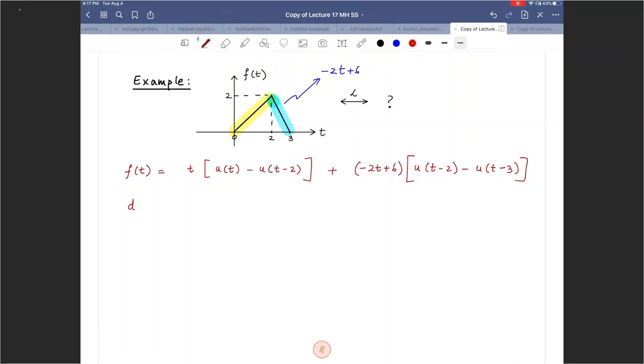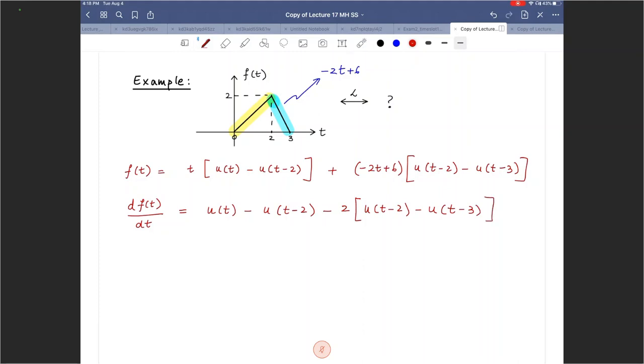So if I differentiate the function in time domain, t u of t would become u of t. Negative t u of t minus 2 would simply become negative u of t minus 2. And then from the other piece, I have negative 2 times u of t minus 2 minus u of t minus 3.